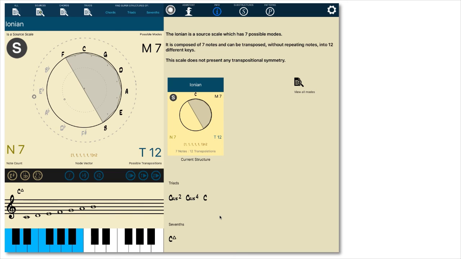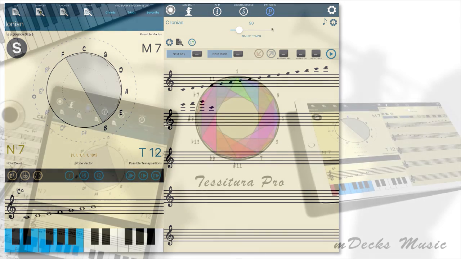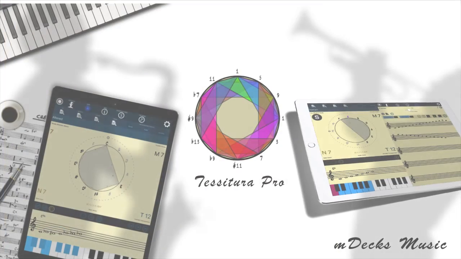Now let's say you want to practice the C major scale. Let's load the patterns panel here. There's an ascending C scale. Let's listen.